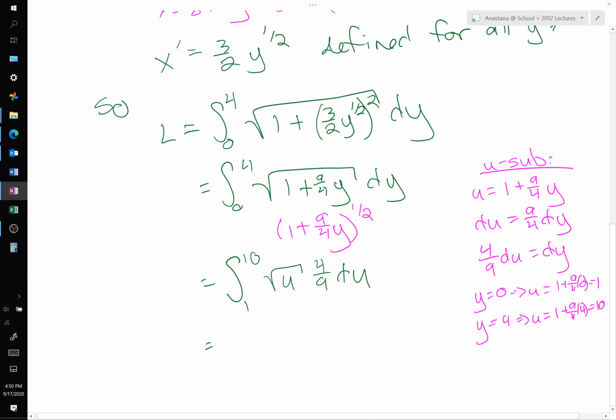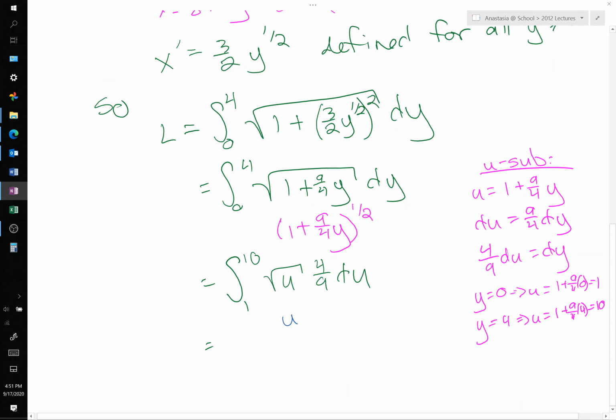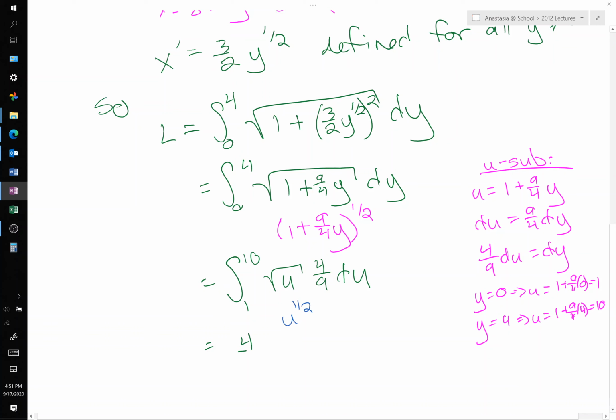So then we can write the square root of u as u to the 1/2 to make it a little bit easier to integrate, so that we'll have a 4/9, then we will have 2/3 u to the 3/2. My brain just blanked for a second there. All of that evaluated from 1 to 10.